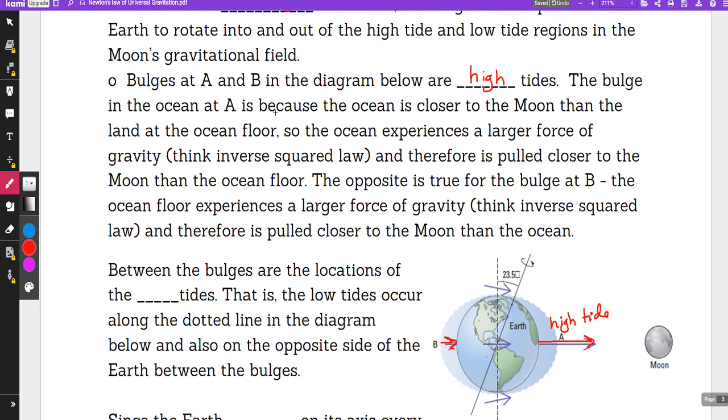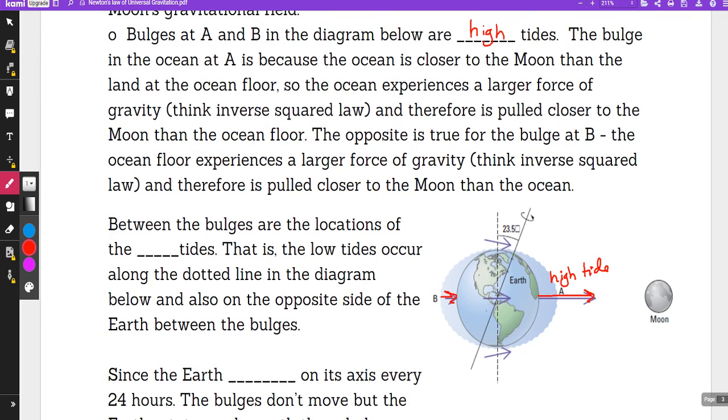The bulge in the ocean at A is because the ocean is closer to the moon. Therefore, the opposite is true for B. The ocean floor experiences a larger force of gravity and therefore is pulled closer to the moon than the ocean. Now, between the bulges are the low tides. So anything that is happening in here, this is in between, this is low tide stuff. And that's because it's rushing towards that high tide.